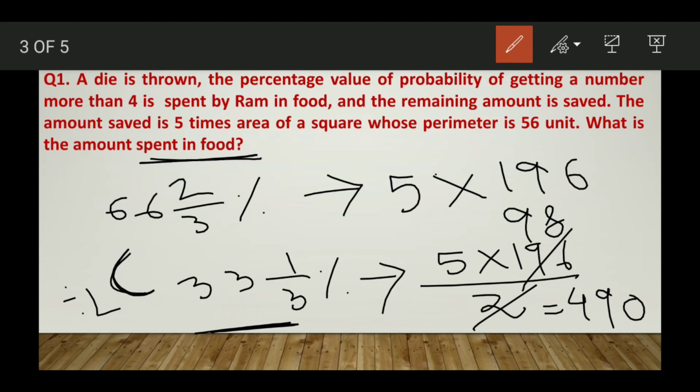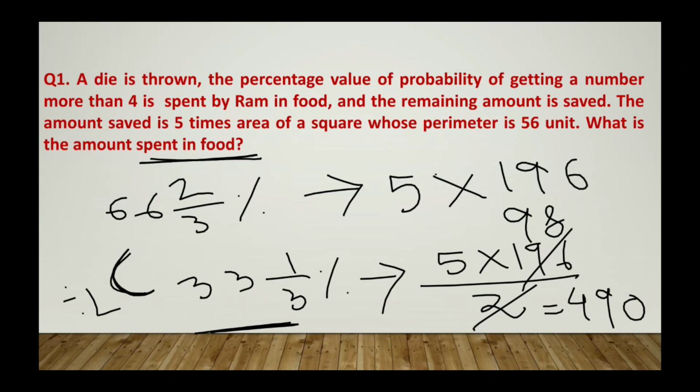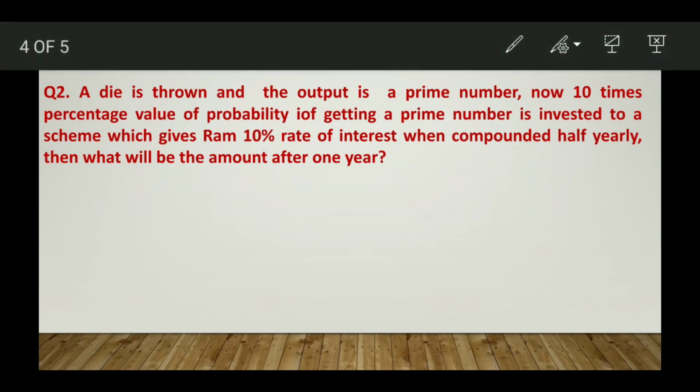Now we will be finding Q2, and after that we will compare these two. Okay, so next let's solve this question to find Q2. For Q2, it is given that a die is thrown and the output is a prime number.